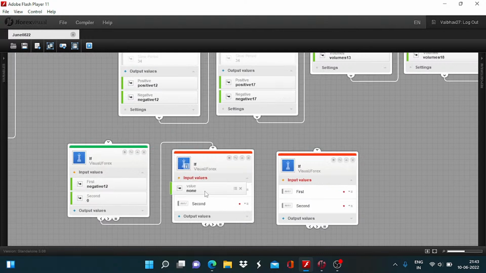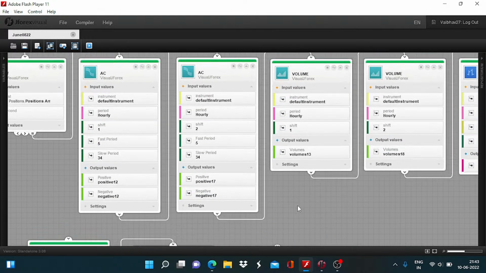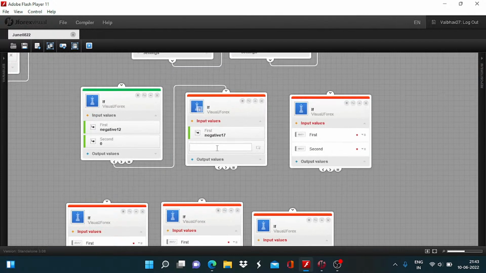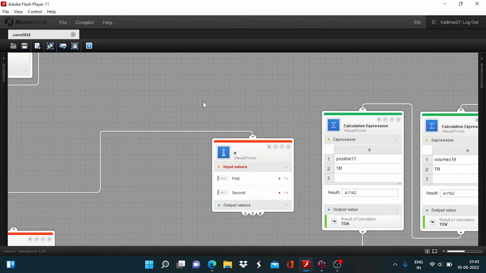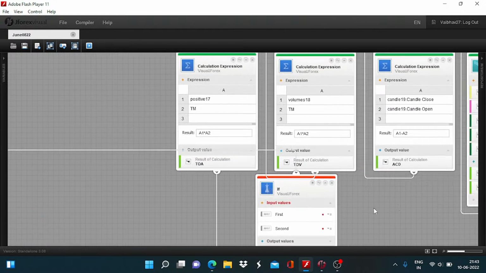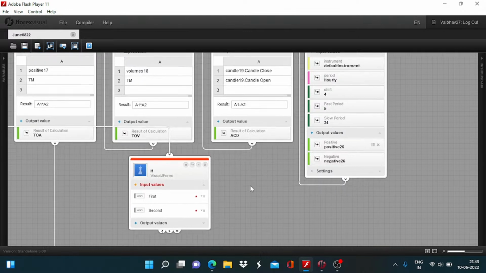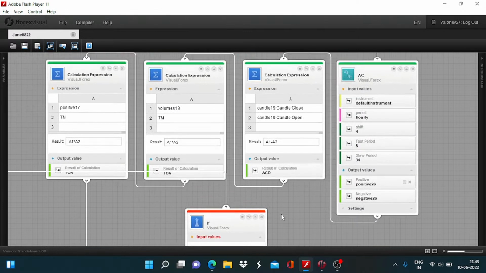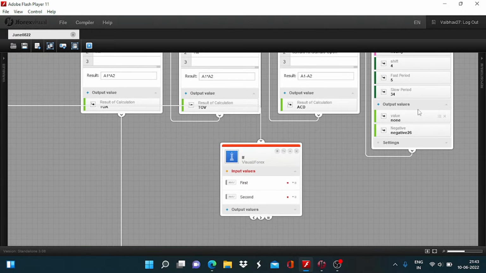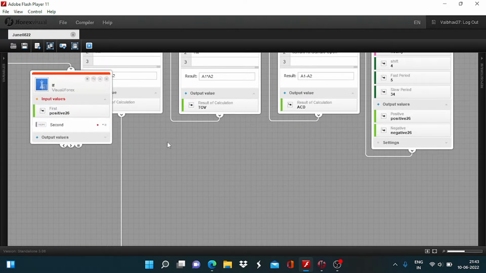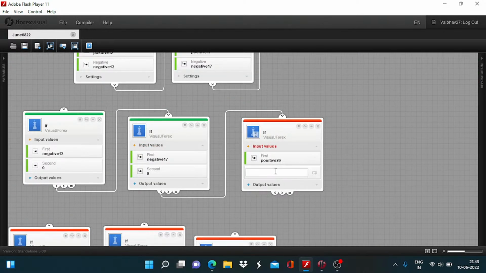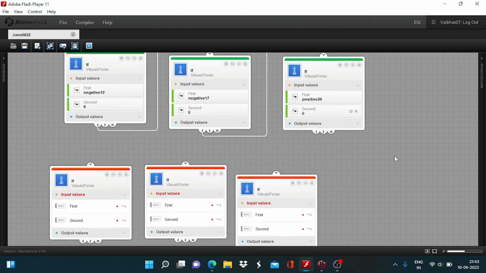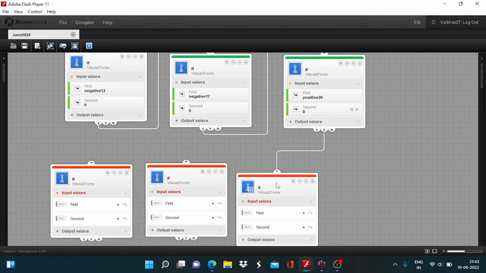Negative 17, which is the penultimate hour's AC output, should also be in the negative territory. So again 0, it should be less than 0, first input less than second. Then we go back 4 hours in time and we consider the AC output positive 26. It should have been in bullish territory, so we need the positive value to have been above 0. Okay, first input greater than second input.